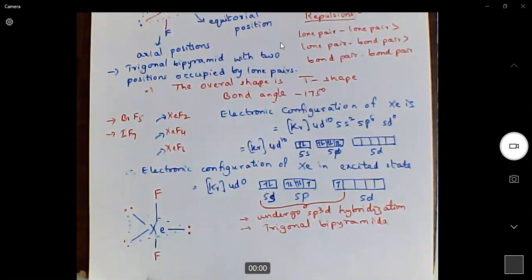So we generally omit lone pairs when we discuss the overall structure. So without lone pairs, it is a linear molecule, a linear shape. What is the shape of this molecule? It is a linear shape with the bond angle 180 degrees.